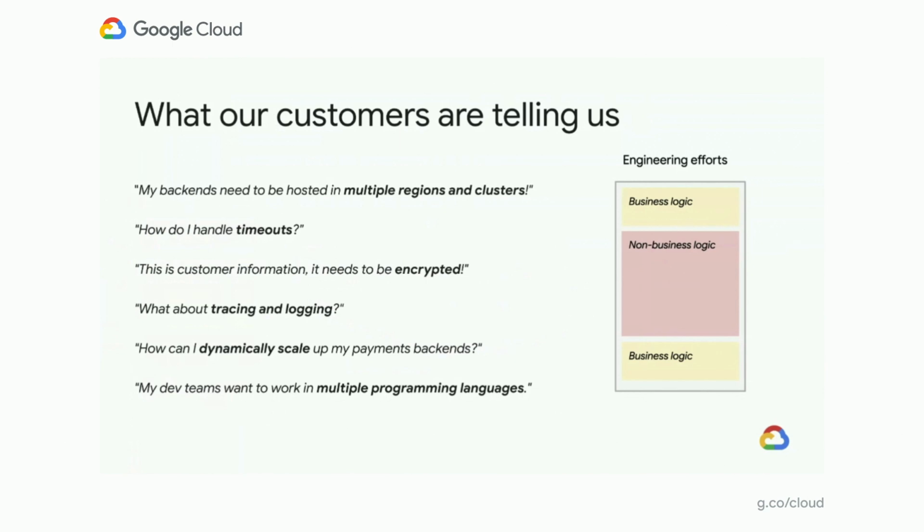Tracing and logging code needs to be in there too. Dynamically scaling up different payments backends. I might even have development teams that want to operate in multiple different languages. And so all of these things I would posit are non-business logic, and your engineering efforts go to more and more handling infrastructure concerns, which takes away focus and resources from delivering your payments, from delivering your shopping cart, from delivering your actual business.